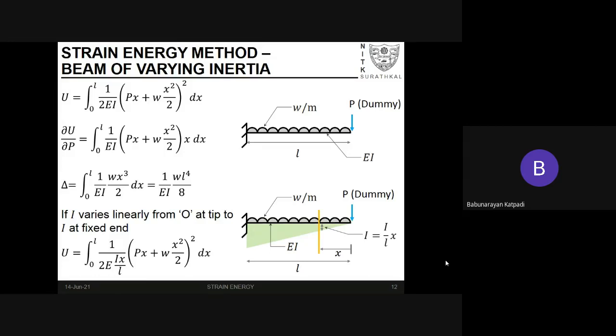But we should remember, deflection will increase. As we have seen, if it is a prismatic beam, it is WL to the power of 4 by 8EI. But if it is a beam of varying inertia, it is WL to the power of 4 by 6EI. 1 by 6 and 1 by 8. The deflection is going to increase. That should be there in your mind. Because you have to satisfy serviceability criteria also, not alone strength. The requirements on stiffness too. Then the check should be made. Right? This is how we can employ the strain energy method in beams of varying inertia.